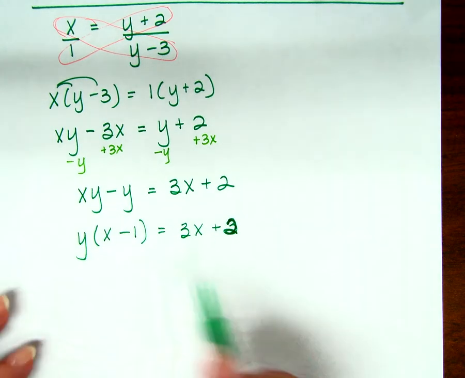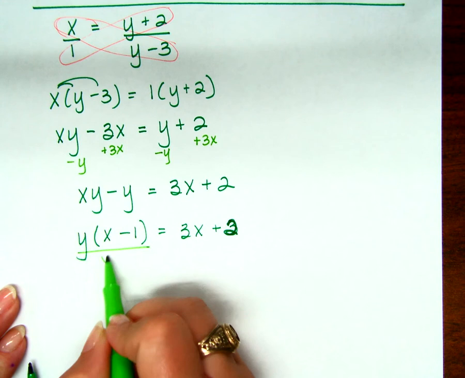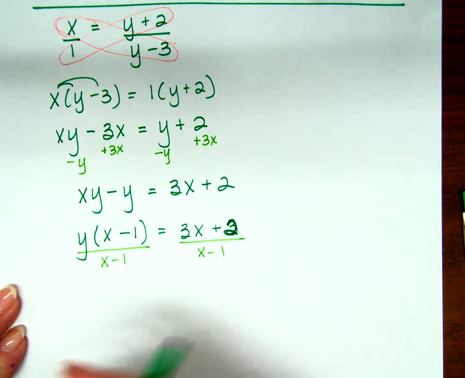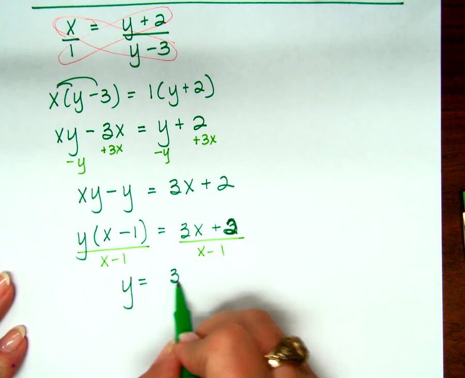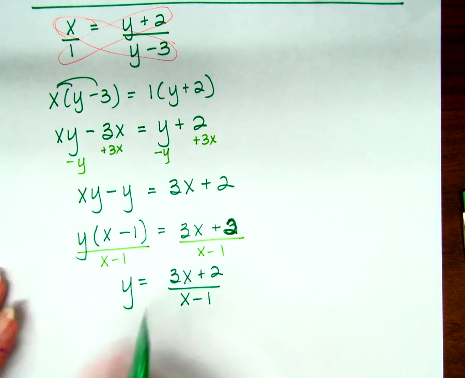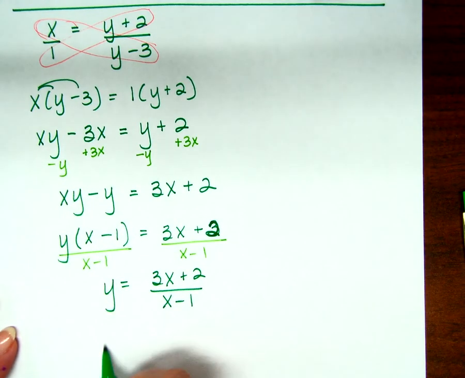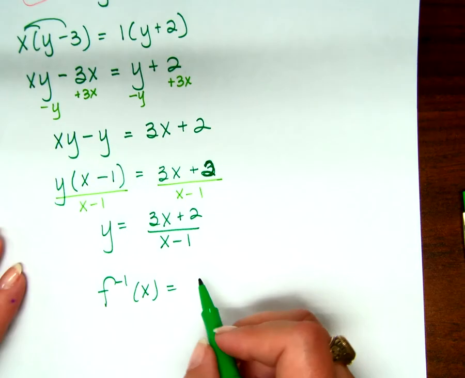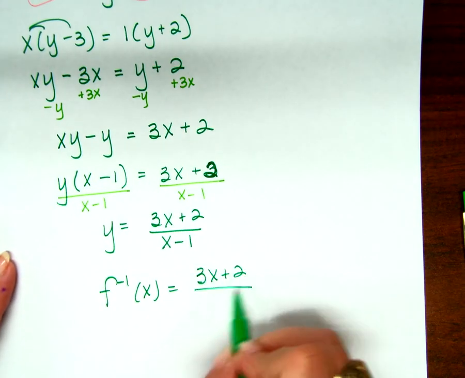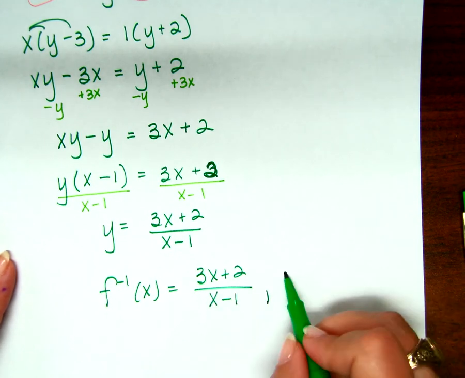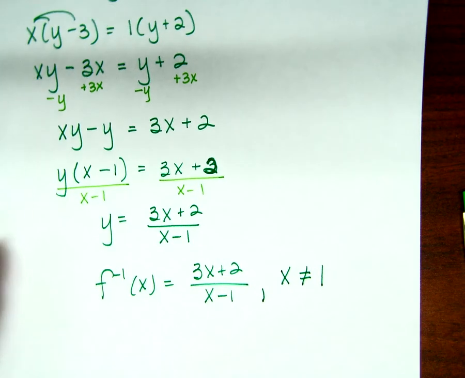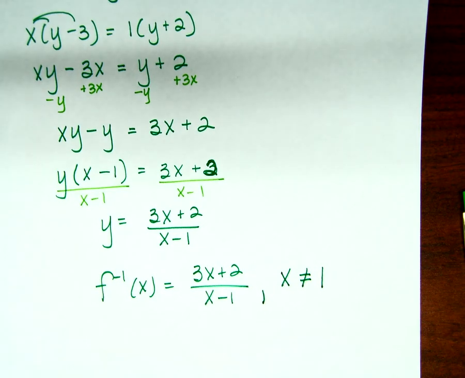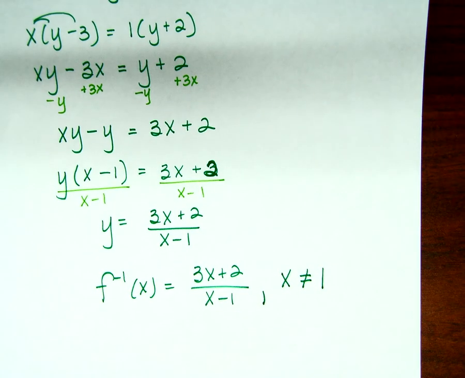What's left to do to solve for y? Divide by x minus 1, right? So what does y equal? So now what is the inverse of the function? F negative 1 of x is what? We just have to pay attention. 3x plus 2 over, except what? Perfect. And why do we have to say that? The denominator cannot equal 0. So 1 cannot equal x, because if it does, it makes the denominator equal 0. So smart. Okay.